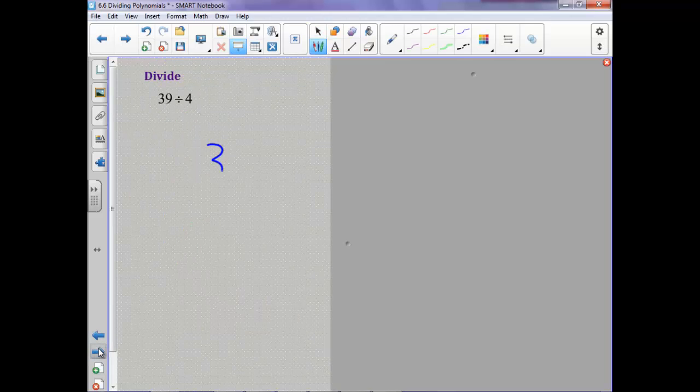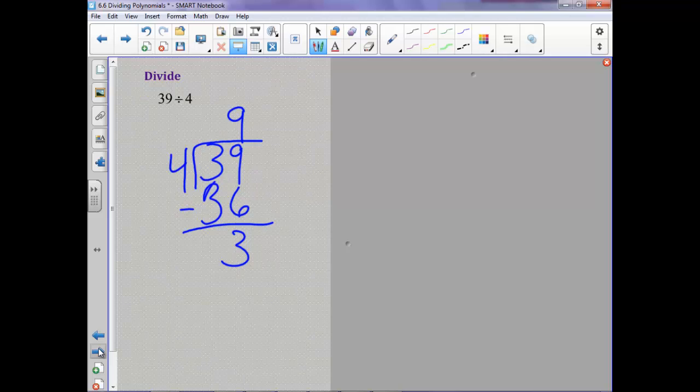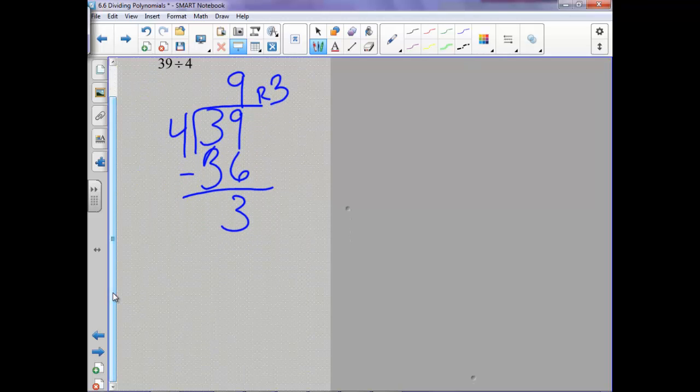So we're going to have 39 divided by 4. 4 goes into 39 9 times, so we get 36. When we subtract, we have a 3. So we have 9 with a remainder of 3. And remember, we can write this as 9 3/4. So it goes in 9 3/4 times. We're going to use that idea for these next couple.